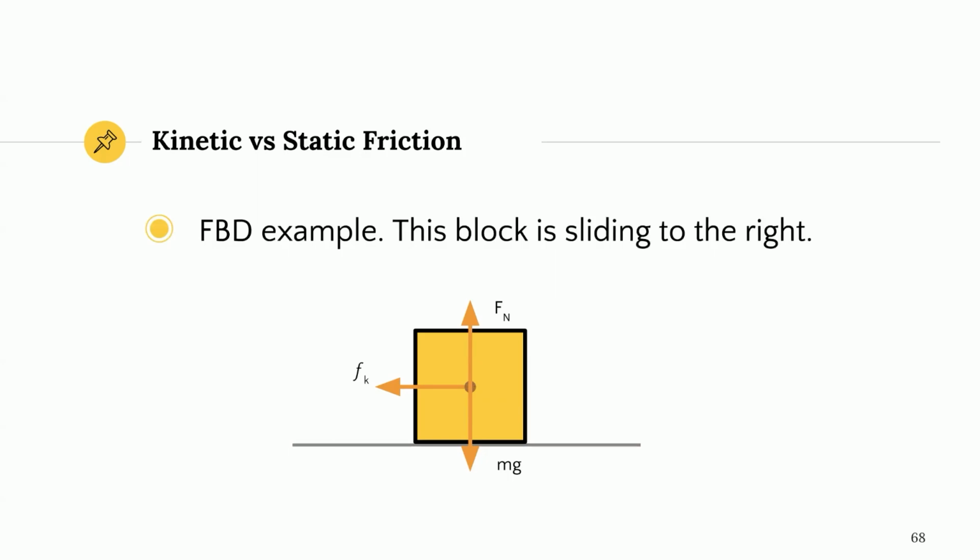This is another example. This block is sliding to the right, therefore it is not at rest. So we only have the force of kinetic friction. So in this case, there is a net force. It is to the left. The normal force on top and the weight on the bottom cancel each other out, and we just have one arrow going left. So even though it's moving to the right, it is accelerating to the left, or in this case, it might be decelerating.